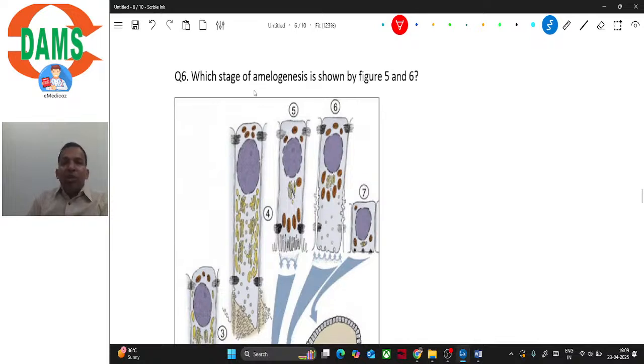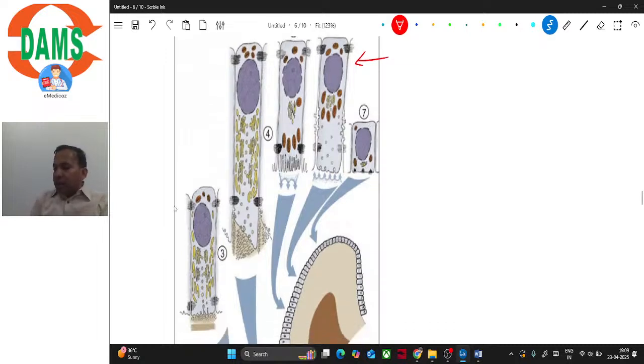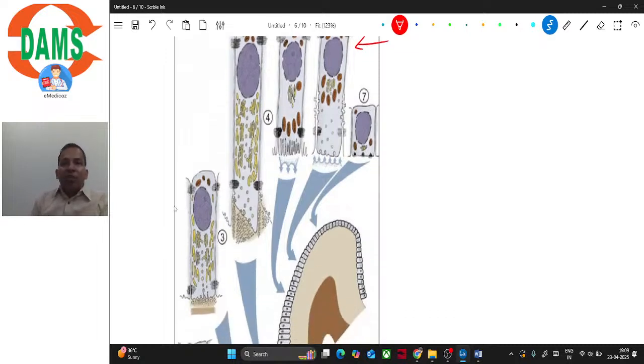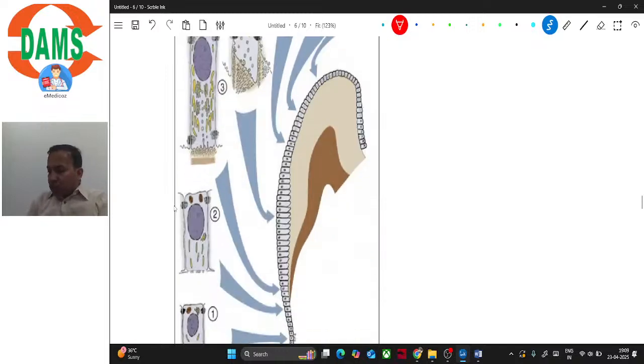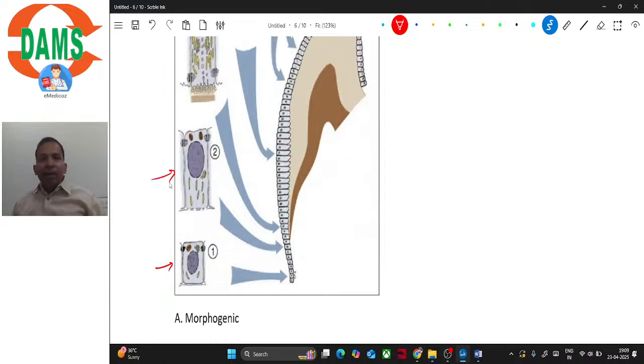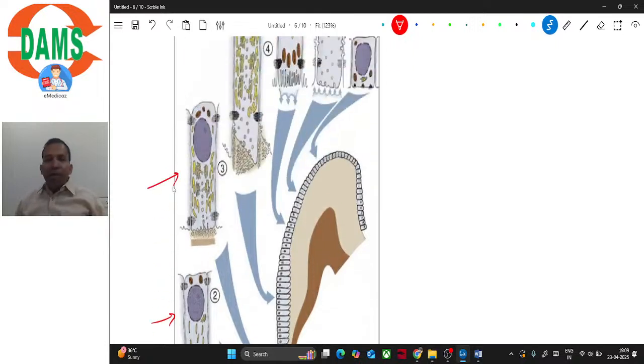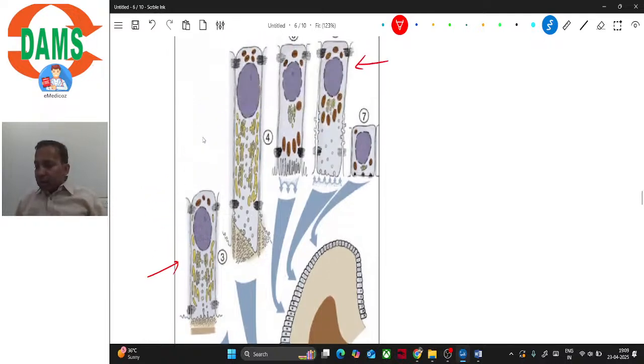Which stage of amelogenesis is marked by figure 5 and 6? So figure 5 and 6. Basically, this diagram has been taken from Ankit, and these represent different stages of the life cycle of ameloblast, isn't it? So when you start from the beginning, this is the inner enamel epithelial cell, then it elongates slightly in the organizing phase and it converts into pre-ameloblast. After that, just at the beginning of secretory stage, it converts into ameloblast. That is the third stage with the Tomes process. So this is a proper ameloblast.